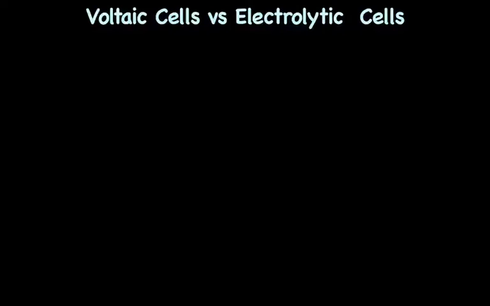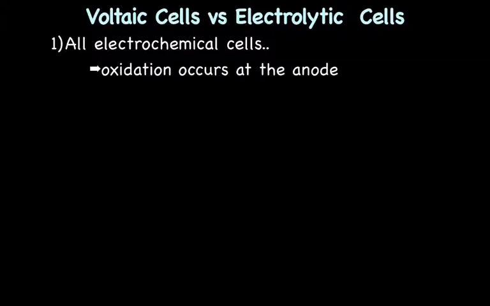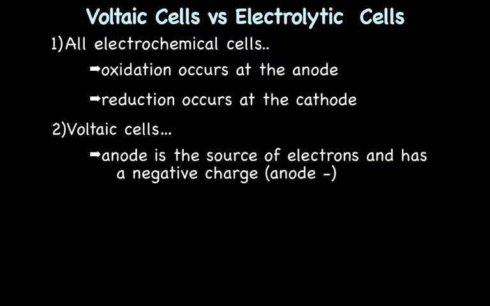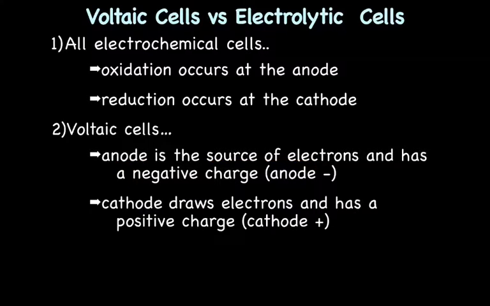All right, so a little summary about the difference between the voltaic or galvanic cells versus electrolytic cells. In all electrochemical cells, both voltaic and electrolytic, oxidation occurs at the anode, reduction occurs at the cathode. Now for the differences. For a voltaic cell, the anode is the source of the electrons, and it has a negative charge. The cathode draws electrons, and it ends up with a positive charge.